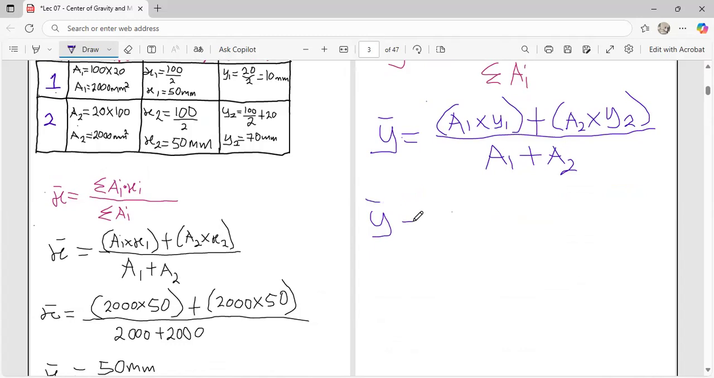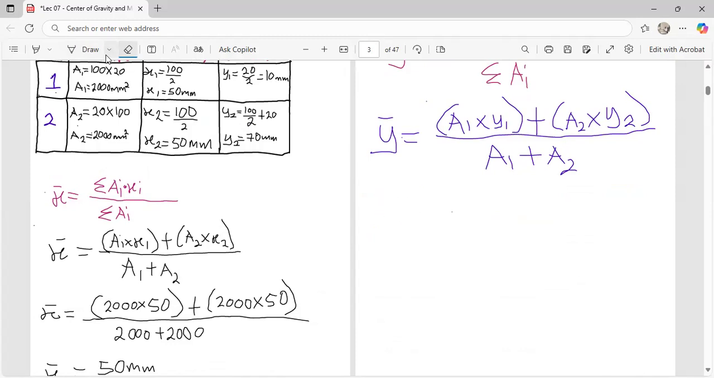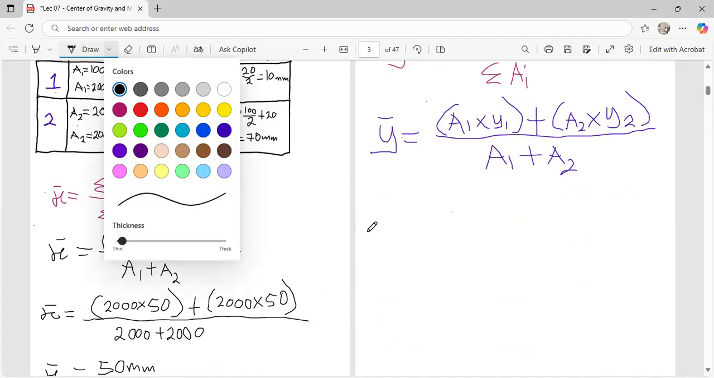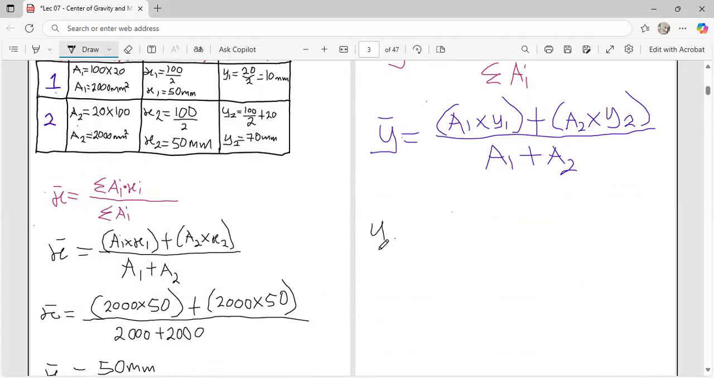Good. So from there, it implies that the value of our A1 and A2 was 2000 each. So this means that my denominator, I'm going to write 2000 plus 2000. Then the numerator is going to become 2000 times the value of Y1.